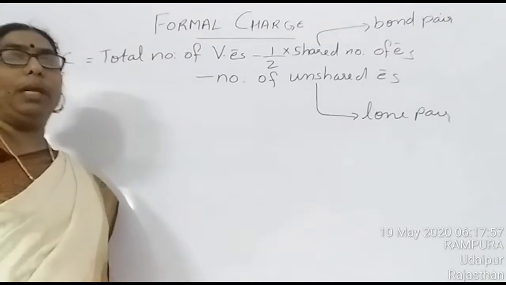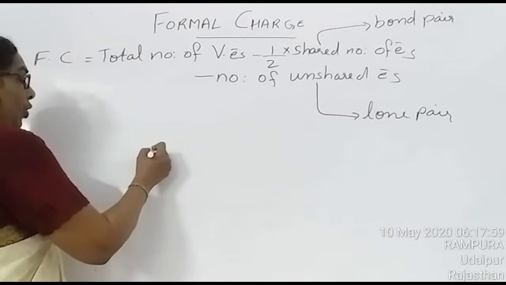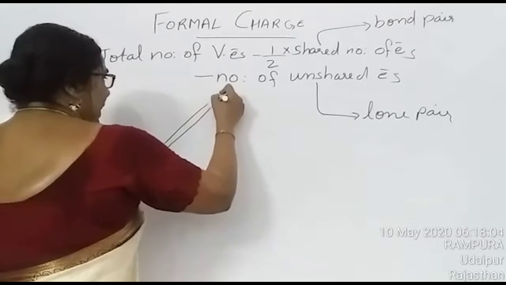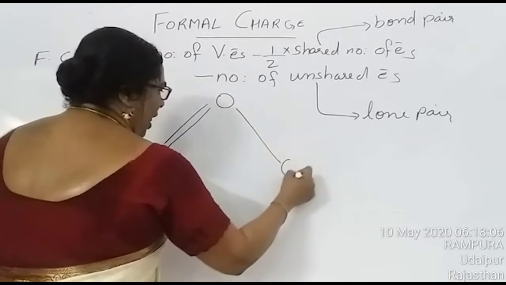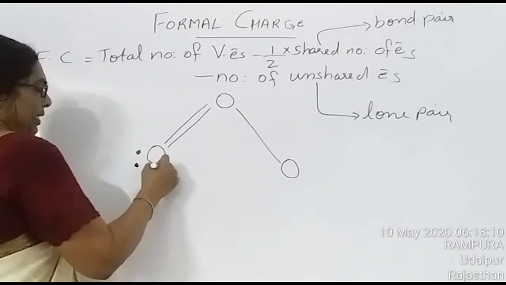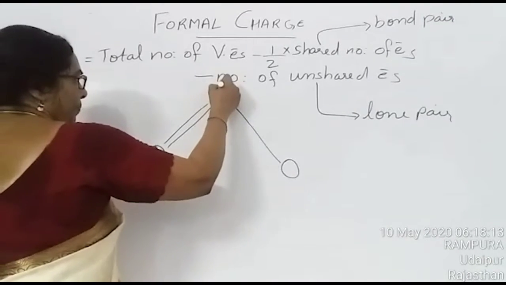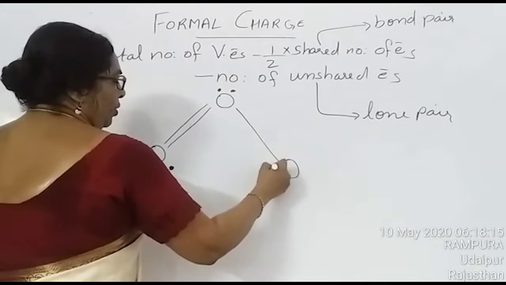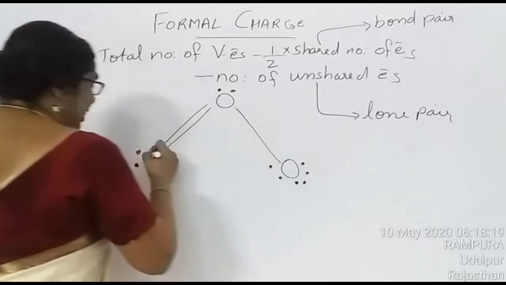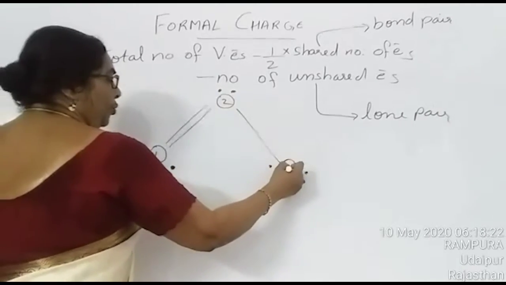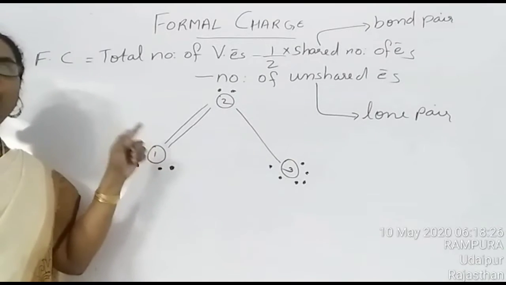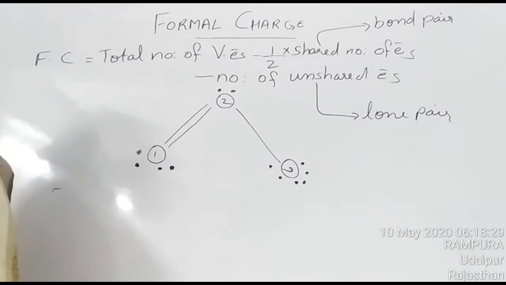Now using this formula, let us calculate the formal charge of different atoms in ozone. Children, in the last class I already explained how to draw the Lewis structure. So first let us draw the Lewis structure for the ozone molecule. Okay, we have drawn the Lewis structure. Now let us mark the oxygen atoms as 1, 2 and 3. First we will calculate the formal charge of each oxygen atom on the basis of this formula.